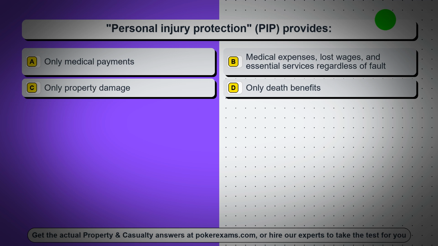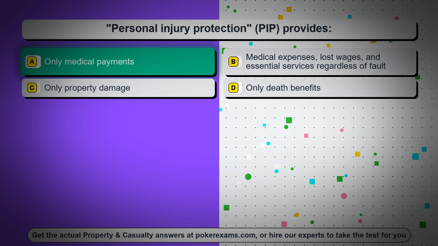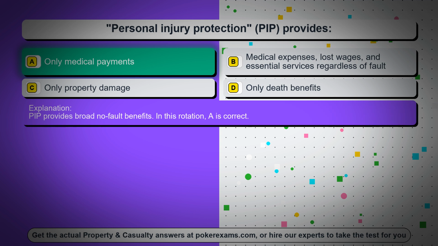Question 7. Personal Injury Protection, PIP, provides: Option A, only medical payments; Option B, medical expenses, lost wages, and essential services regardless of fault; Option C, only property damage; Option D, only death benefits. The correct answer is Option A, only medical payments. PIP provides broad no-fault benefits. In this rotation, A is correct.